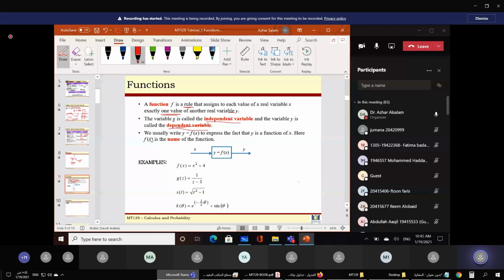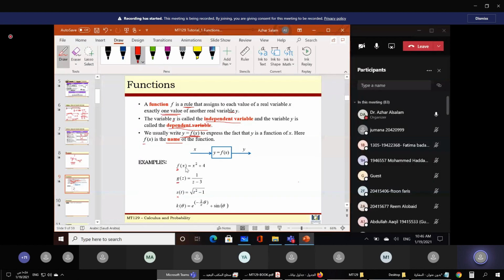We usually write y equals f of x to express the fact that y is a function of x. Right? f of x represents the values of the dependent variable y, and f is the name of the function. As we said, we can use another name for the function. We can say g, s, k, or any other letter to represent a function.